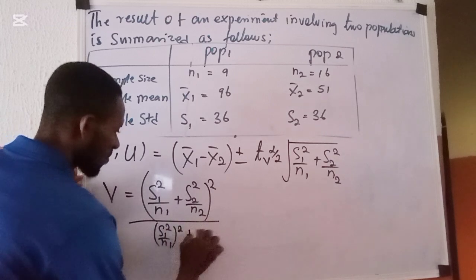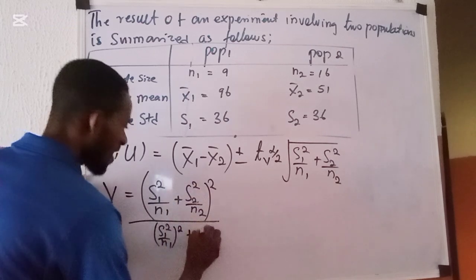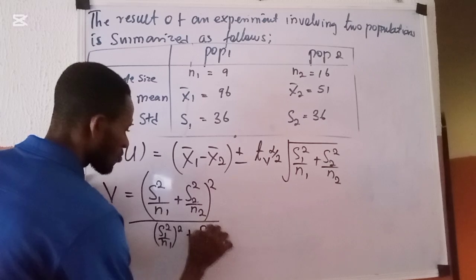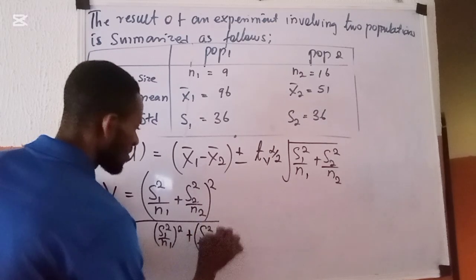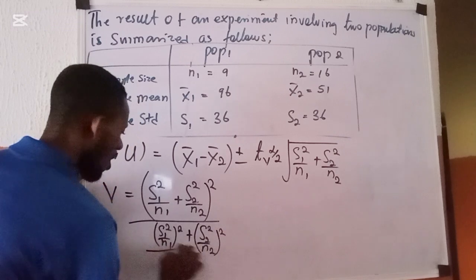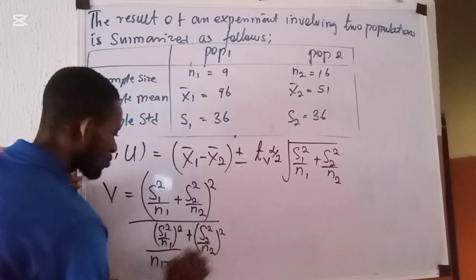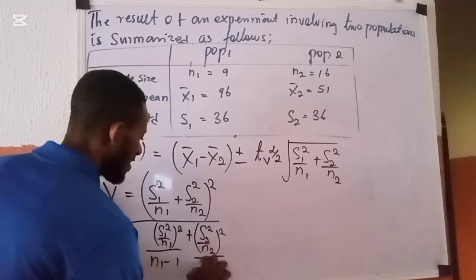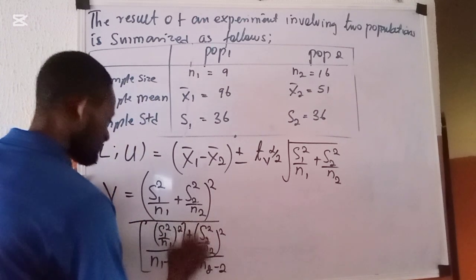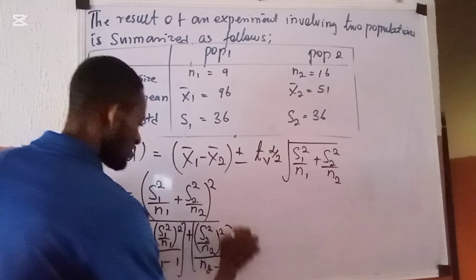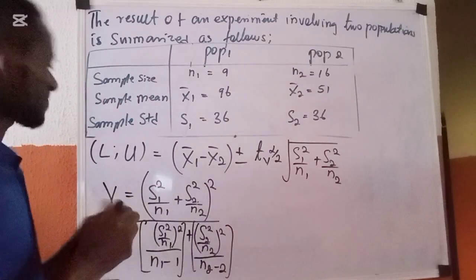Then you say plus. You come over here and repeat what you have here: S2 all squared all over N2. Then you square it. You say all over N1 minus 1, this one all over N2 minus 2. So in this way, this is how to get your V. Okay?